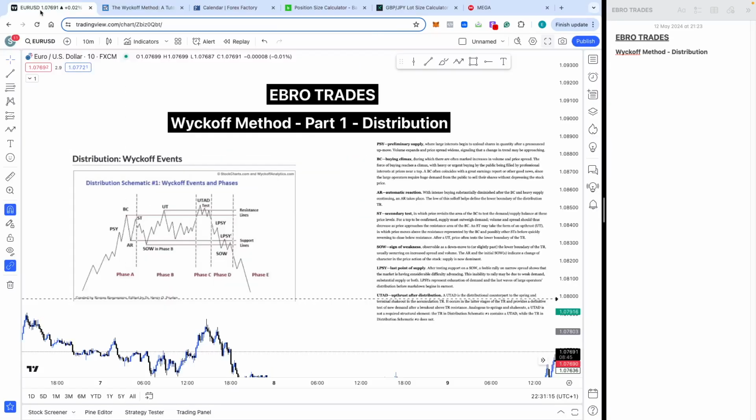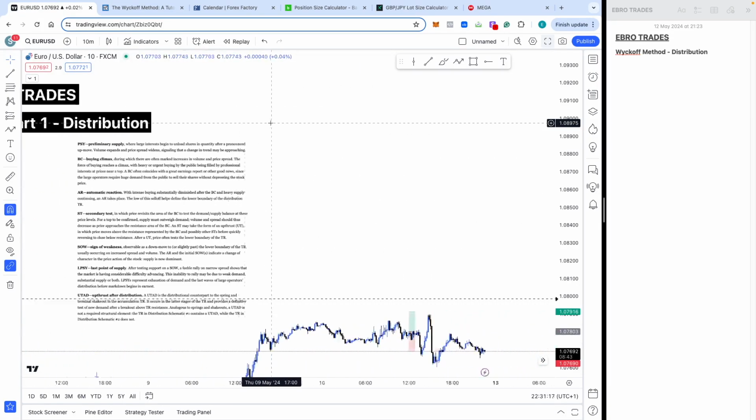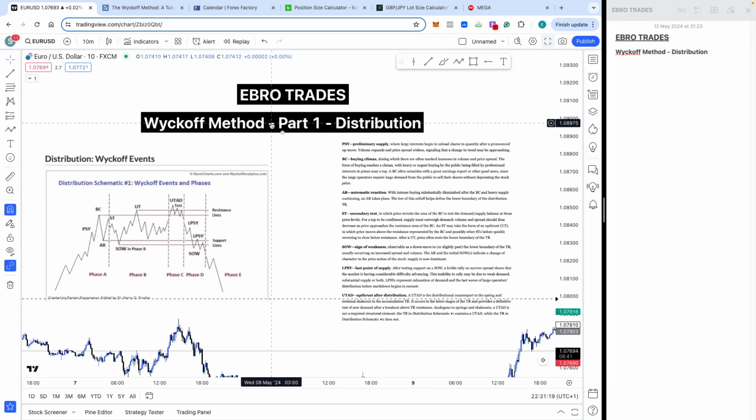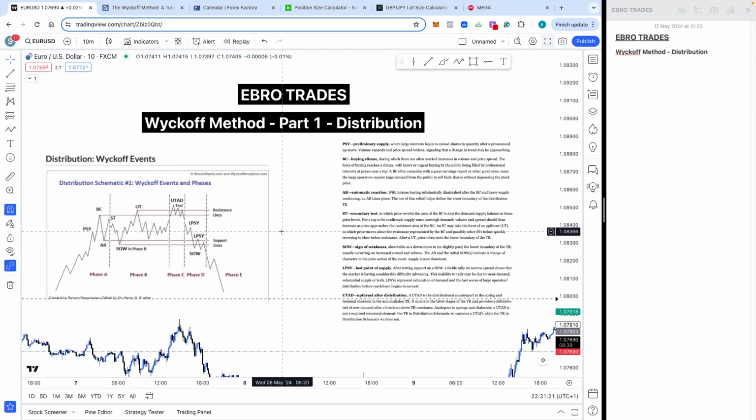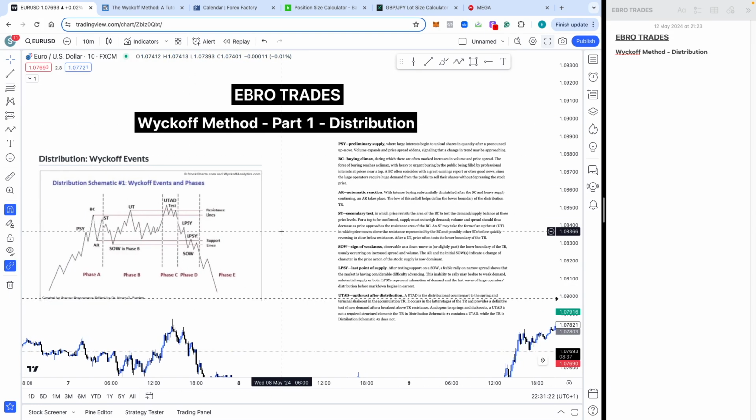So I presume by now that you've read the content of this website and you know that there are two types of Wyckoff schematic. One that happens at the top of a market, and that's called the distribution, and then what happens at the bottom, and that's called the accumulation. Now we're going to focus on the distribution in this video, so we keep these videos short and sweet. This is going to be a two-part series where we cover distribution in the first video and then accumulation in the second video.